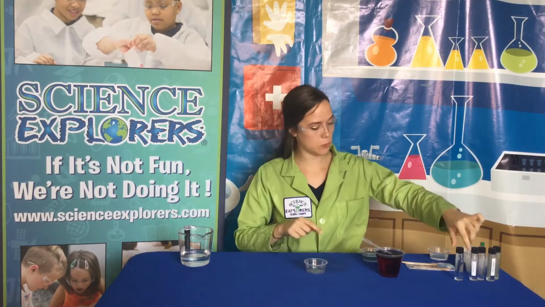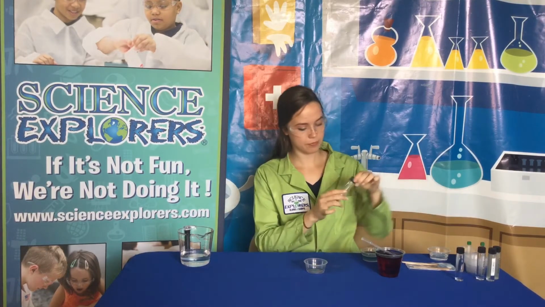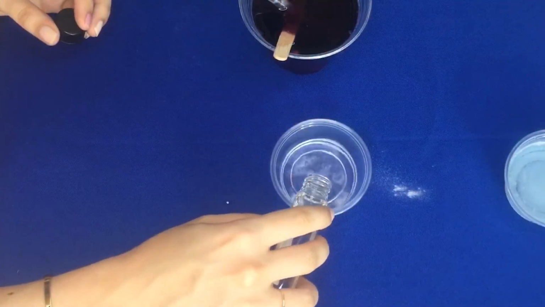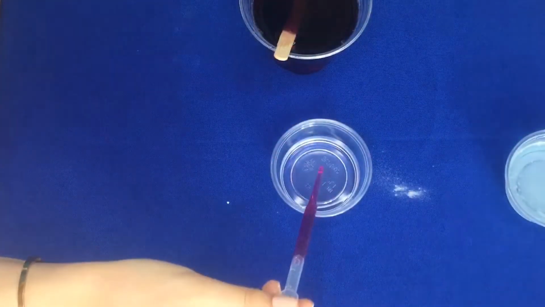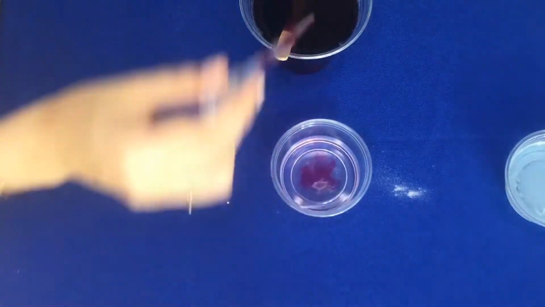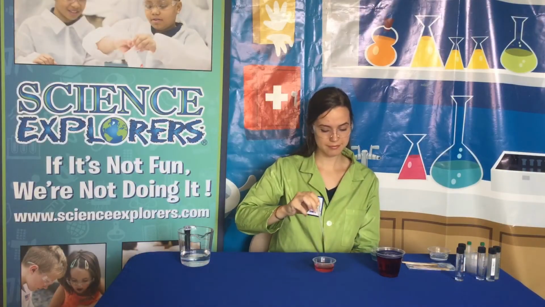Next, we're going to test the vinegar. Get an empty souffle cup and fill it with the whole container of vinegar. Add 2 to 3 pipettes of red cabbage indicator to the vinegar. What color do you think it will turn? Make a hypothesis and let's find out. Our vinegar turned pink. It's an acid.